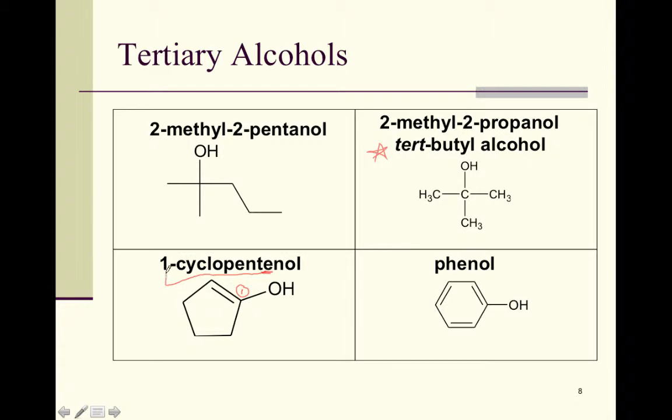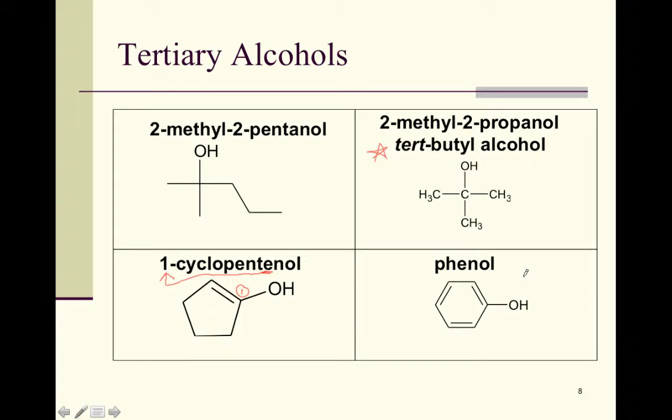Take a look at this. I have a double bond that starts on carbon number 1, and as we know, it always ends on the next carbon, so this would be carbon 2. So, 1-cyclopentenol. And then the last one I have on here is phenol, and we've seen phenol before back in the benzene section. Again, it is the same phenol.